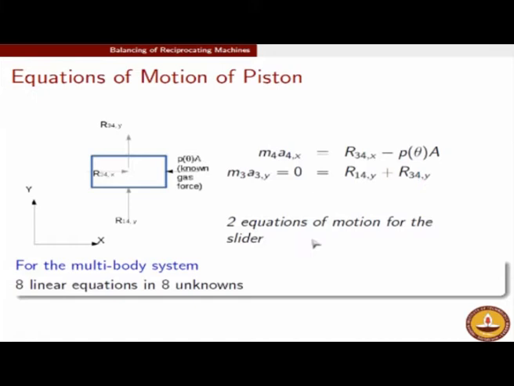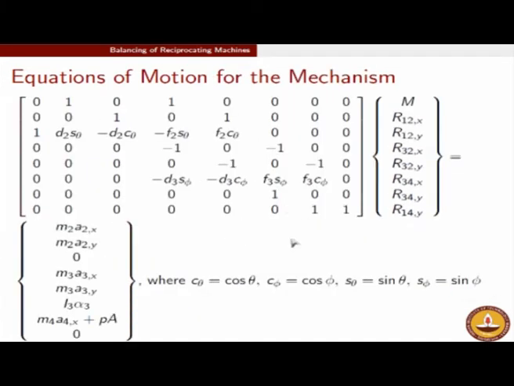We already had 3 equations from the crank and 3 equations for the connecting rod. Thus for the 3 moving parts of the body, that is the crank, the connecting rod and the piston, in totality we have got 8 equations, and we had already counted the number of variables as 8. So therefore we have an 8 by 8 system. We can put all of these equations in a nice matrix form.